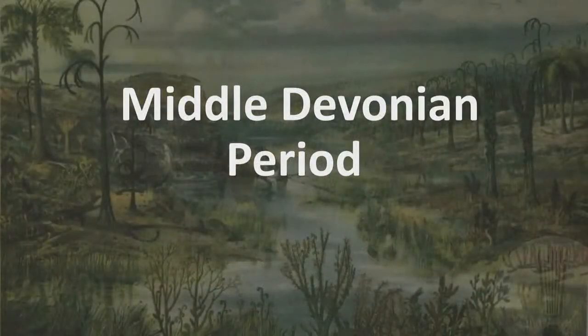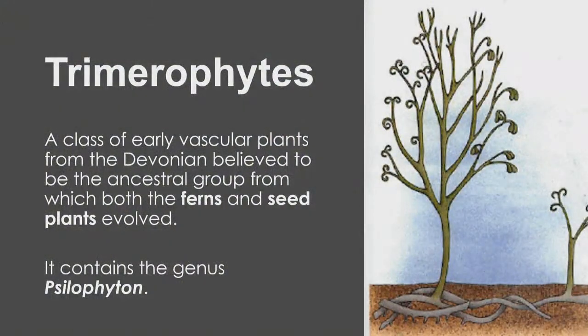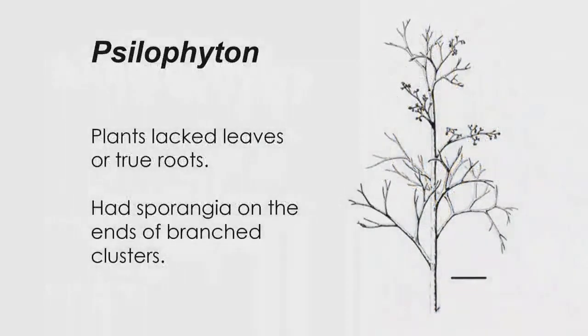So moving on to the Middle Devonian period. We start to see these Trimerophytes. What are these? This is a class of early land plants believed to form the ancestral group from which ferns and seed plants evolved. It contains a genus called Psilophyton. And there's a specimen of Psilophyton, I believe it's up here on the table. Yeah, I don't have it back here.